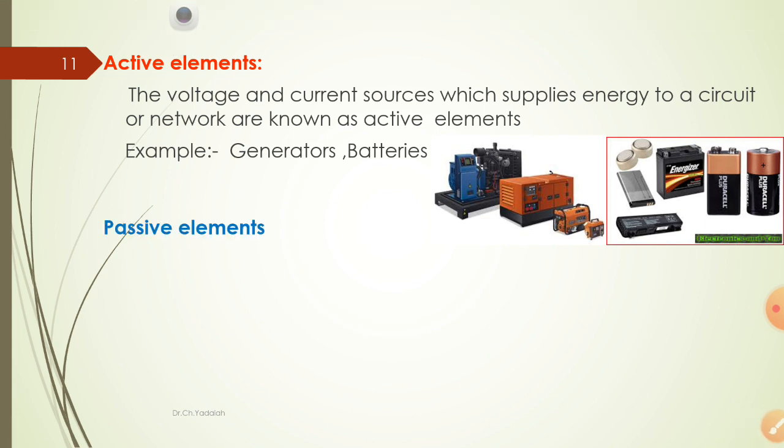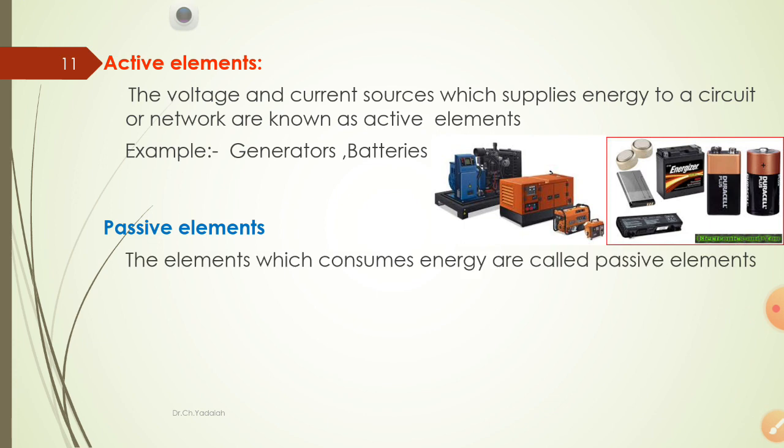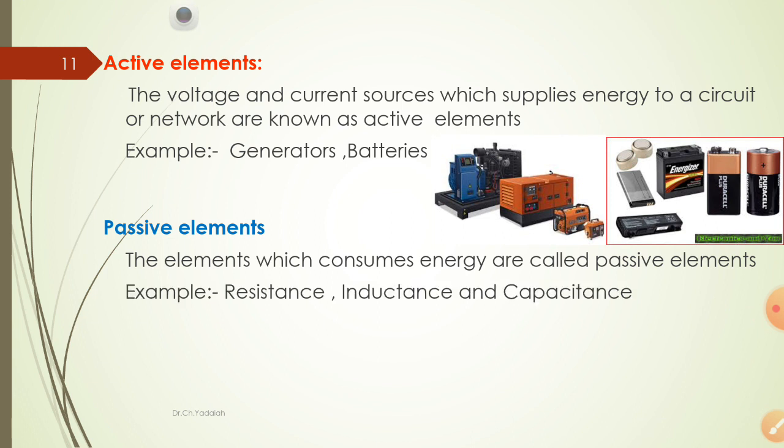Now we can see passive elements. The elements which consume energy are known as passive elements. The active elements give electrical energy, whereas the passive elements always consume energy from the active elements. For example, resistance, inductance, and capacitance. Resistors, capacitors, and inductors are good examples of passive elements.